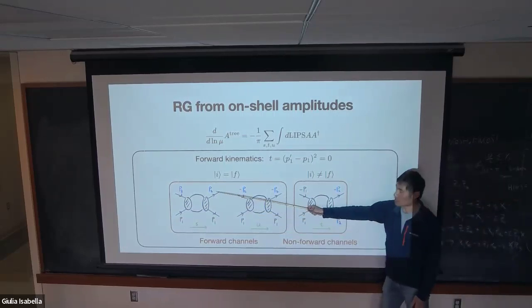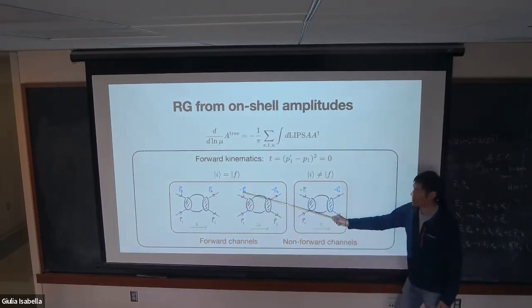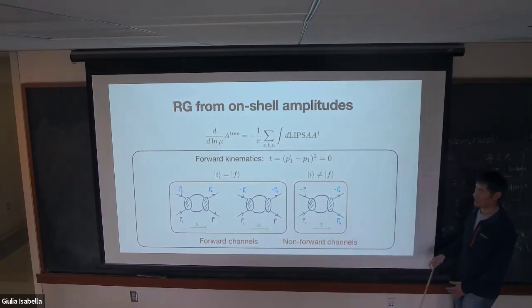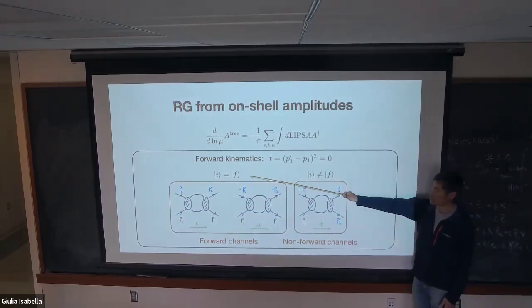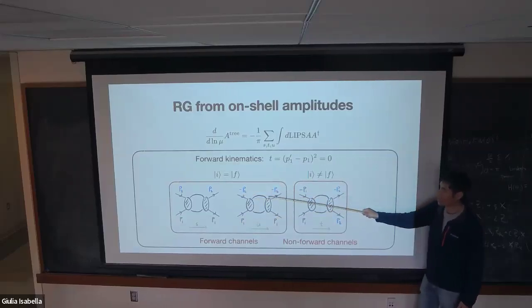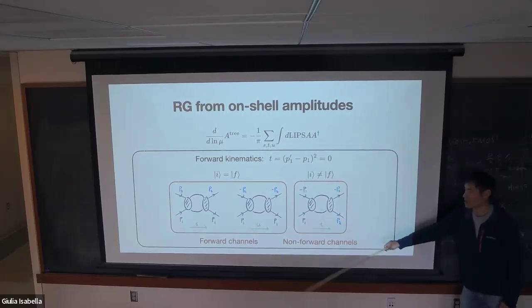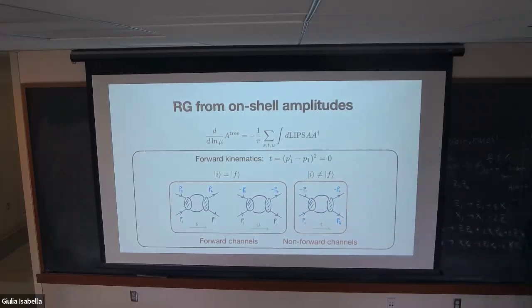And for the U channel, I'm crossing the top line, so I get minus P2 and P2. But for either the S or U channel, these have the property that in this particular kinematics, the initial state and the final state are the same. So I call these forward channels in this kinematics.